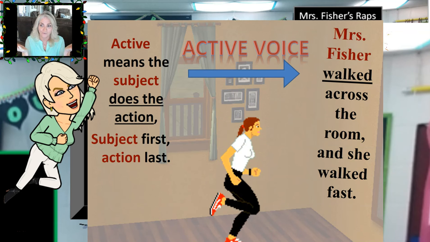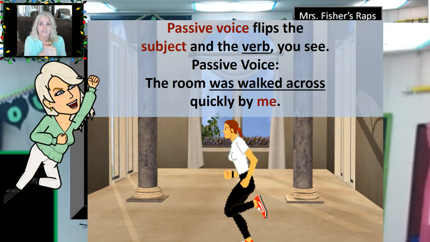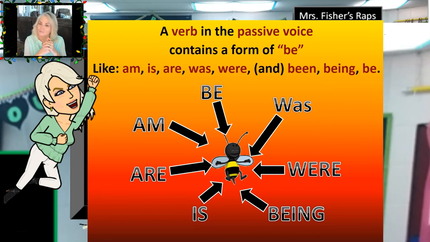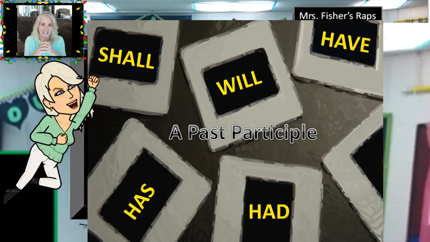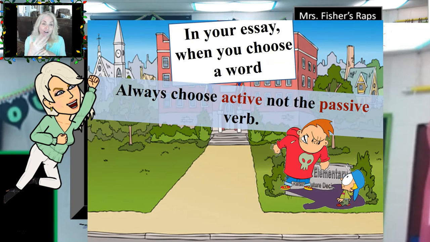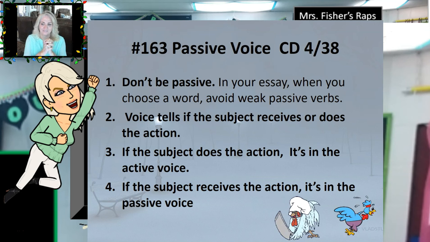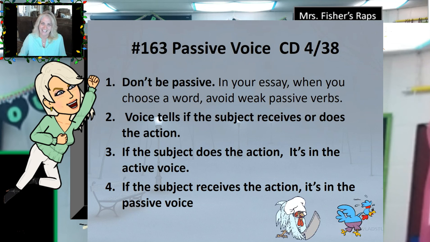Mrs. Fisher walked across the room and she walked fast. Passive voice flips the subject and the verb, you see. The passive voice: the room was walked across quickly by me. Passive. A verb in the passive voice contains a form of be, like am, is, are, was, were, and been, being, be. Passive future tense and perfect tense have one more thing to add: a past participle, shall, will, have, and has or had. In your essay, when you choose a word, always choose active, not the passive verb.